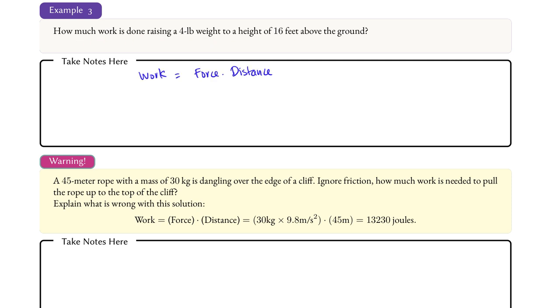How much work is done raising 4 pounds to a height of 16 feet? Now, 4 pounds is already the unit of force, so the work is 4 pounds times 16 feet, which is 64 foot-pounds. Note that the weight in pounds is already the unit of force.